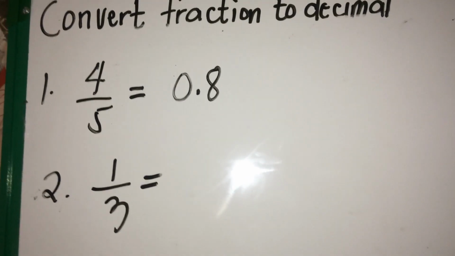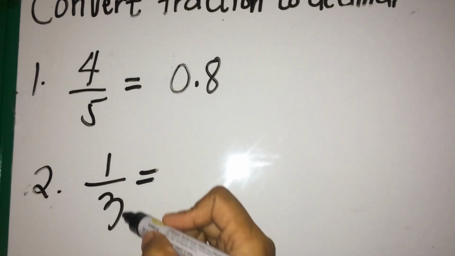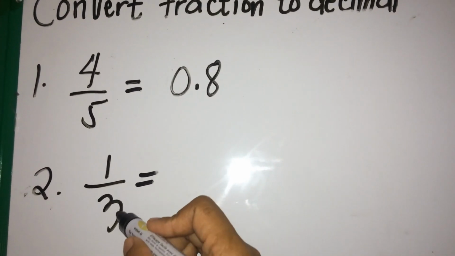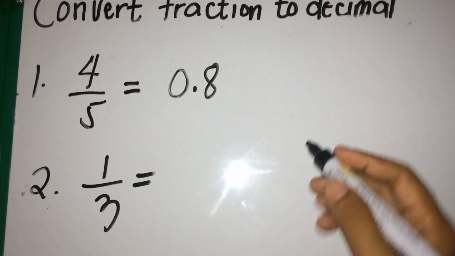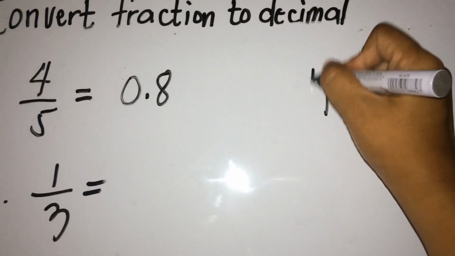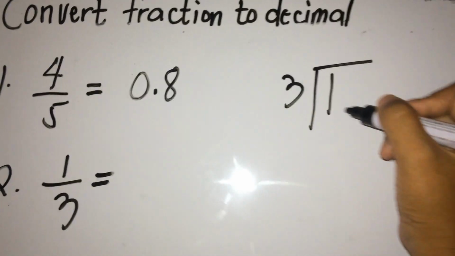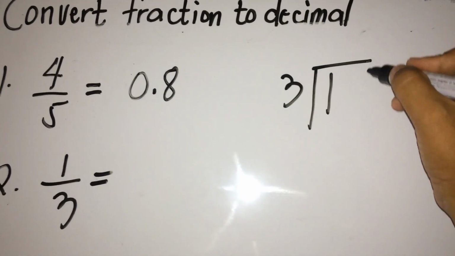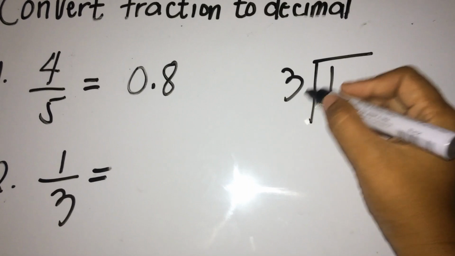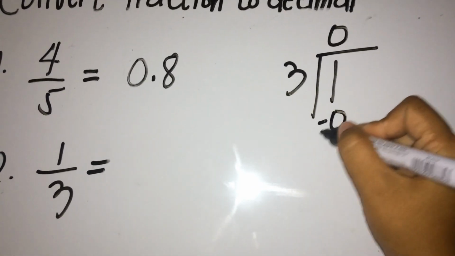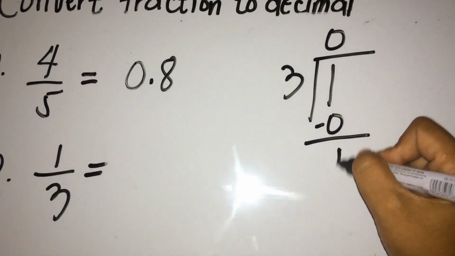So this time we'll answer number 2, which is 1/3. We'll find out what is the decimal equivalent of 1/3. So let's divide 1 divided by 3, the numerator divided by the denominator. So the same process that we did earlier. So 1 divided by 3 is 0. 0 times 3 is 0. We'll subtract: 1 minus 0 is 1.